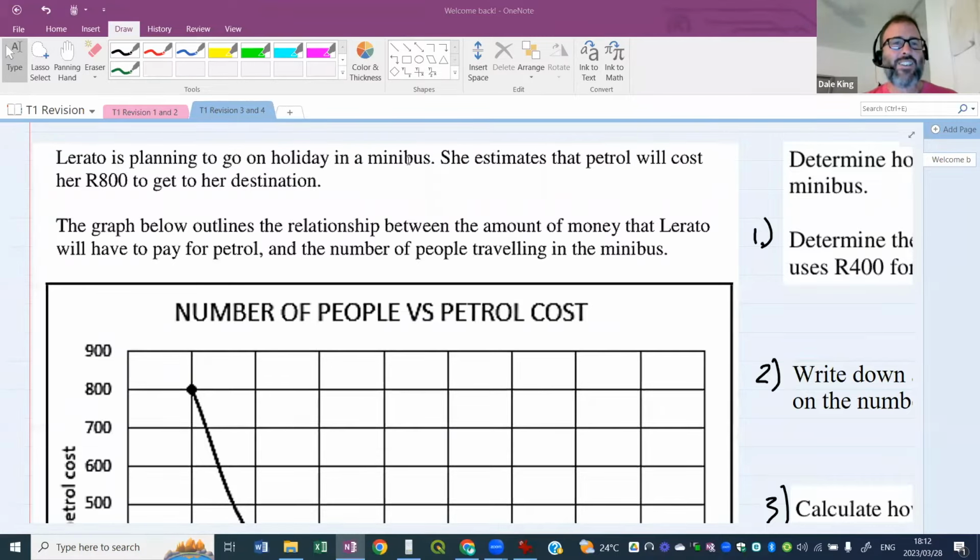It says Lorata is planning to go on holiday in a minibus. She estimates that petrol will cost her 800 Rand to get to her destination. The graph below outlines the relationship between the amount of money that Lorata will have to pay and the number of people traveling in the minibus. So 800 Rand for petrol, and this graph tells us how much petrol she has to pay depending on the number of people in the minibus. If at any point you want me to go back to the question, just shout.